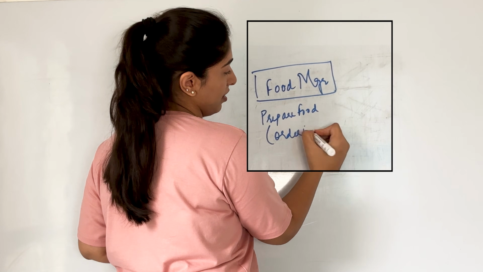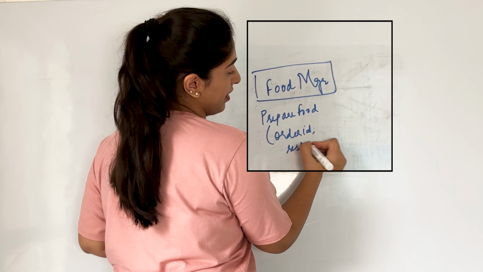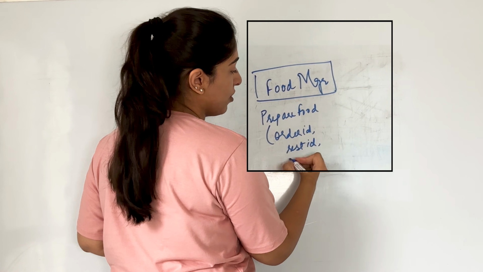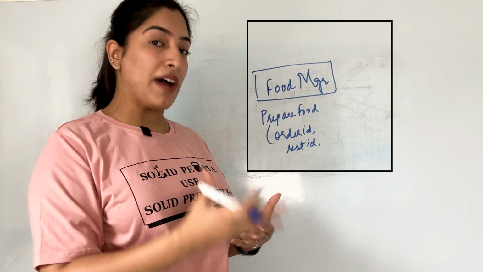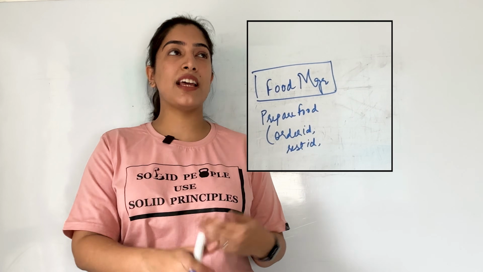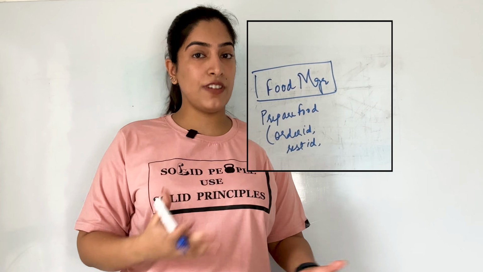Obviously the order ID, the restaurant ID that needs to start preparing, and also it's basically a map that says exactly what dish and what is the quantity of each dish.